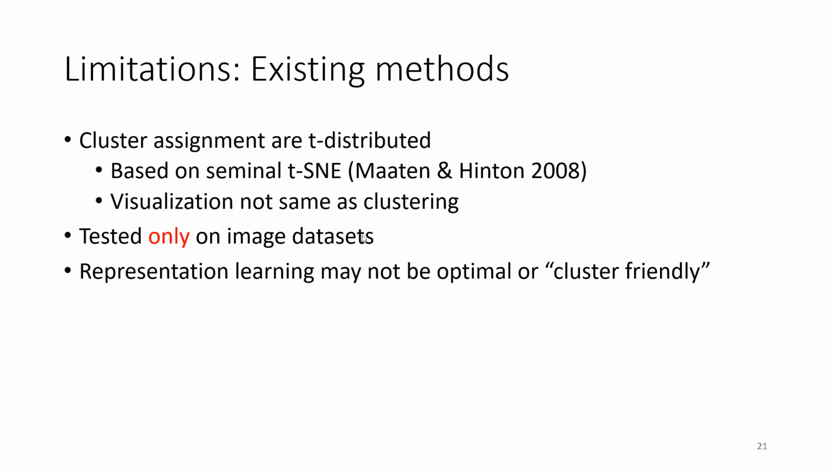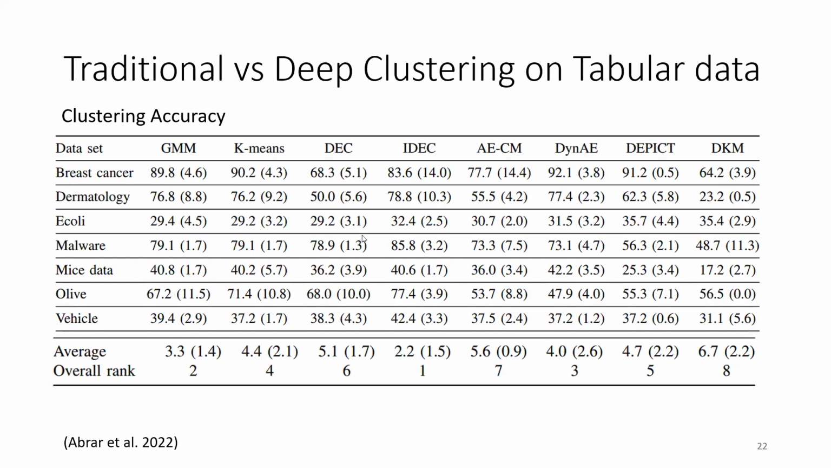We look into literature to explore their effectiveness on tabular data. We find results from Abraham et al., who are the first to explore the effectiveness of deep clustering methods on tabular data. Different results are shown in rows and methods in columns. First, these two are our traditional methods. These are the methods we have explored, and these are the other methods that are based on autoencoders and KLD.